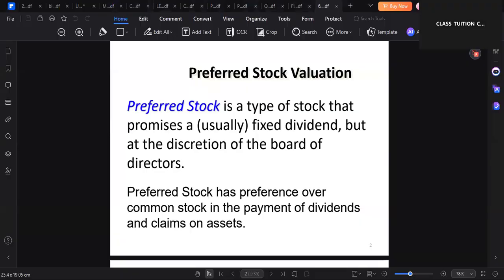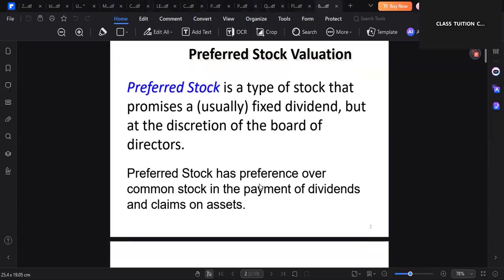Preferred stock is a type of stock that promises, but not guaranteed, to pay a fixed dividend at the board's discretion. So this kind of stock has preference over the common stock for dividends and assets. The formula is as given. The value of stock is the dividend paid over the cost of preferred stock, KP. That is our formula that we're going to use.